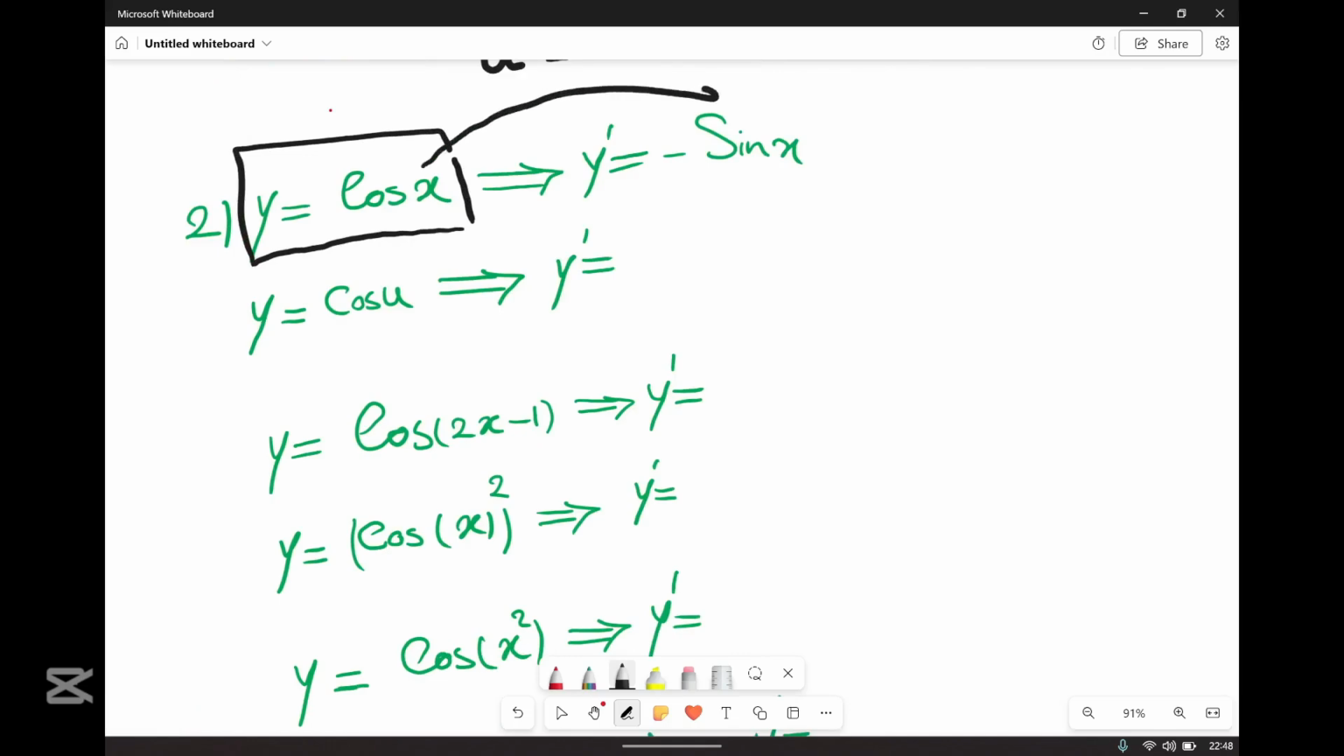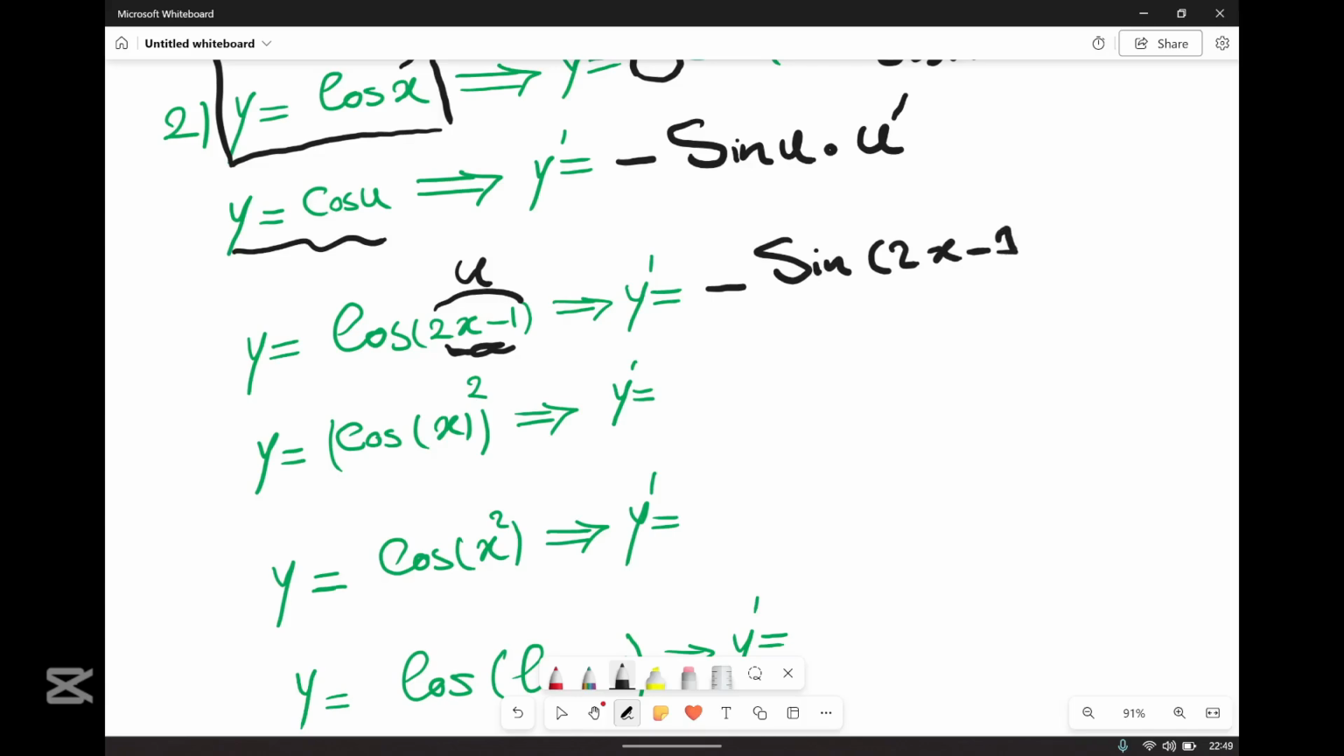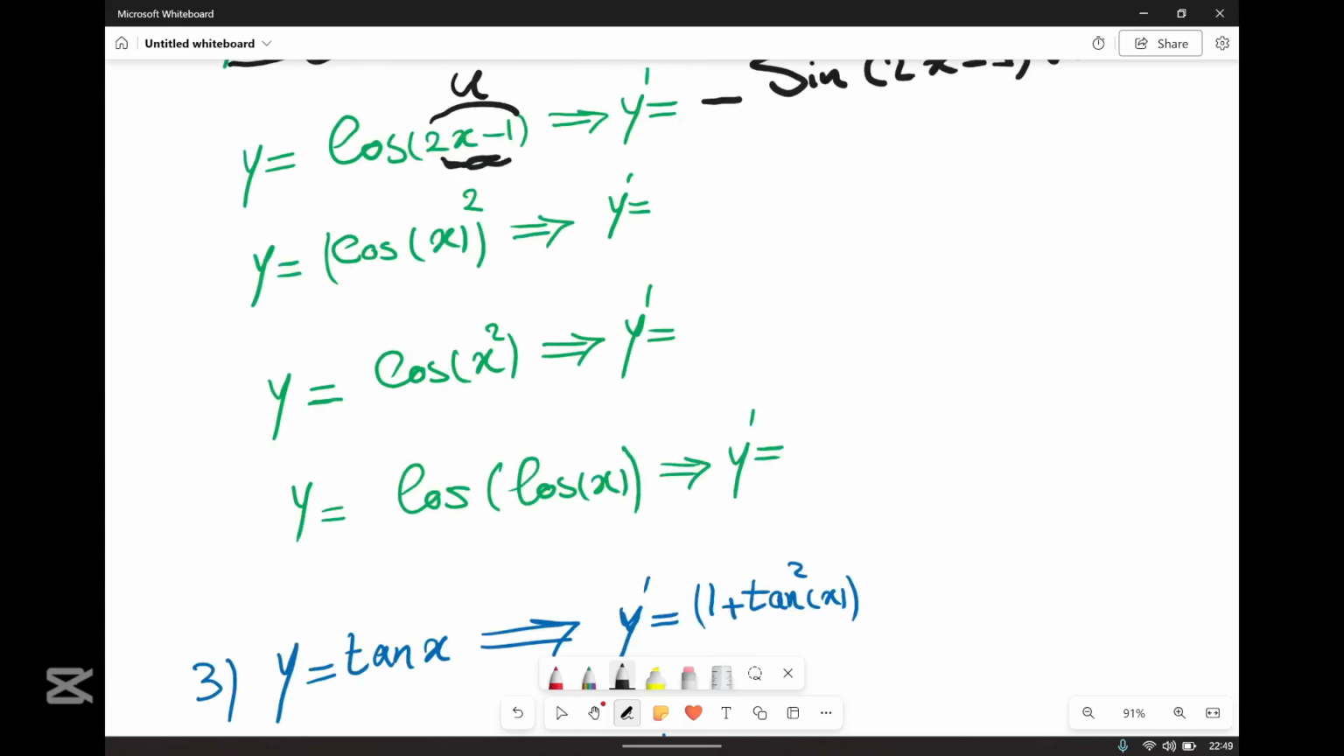Another part, the derivative of cosine. Although the derivative of cosine is sine, it comes with a minus. Summary: the derivative of sine x is cosine x. The derivative of cosine x is minus sine x. Can you guess this? Yes, the condition is like the previous one: minus sine u times u prime. For example, here 2x minus 1 is our u, and the answer is minus sine of (2x minus 1) times 2.